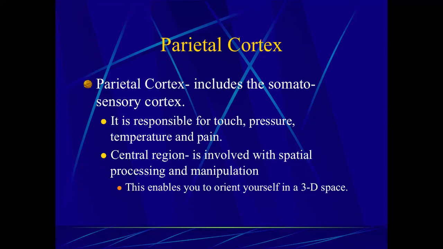So the somatosensory cortex is responsible for sending messages of touch, pressure, temperature, and pain from the periphery up to the brain. So it originates in our extremities, goes to our spinal cord, travels up to the medulla, thalamus, and then eventually lands in the parietal cortex or the somatosensory cortex.